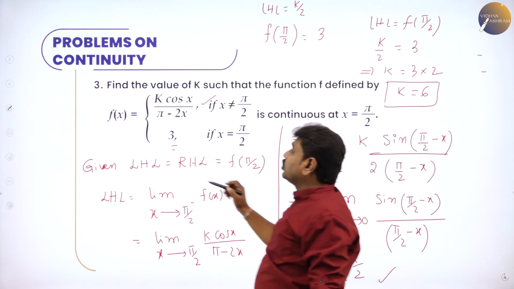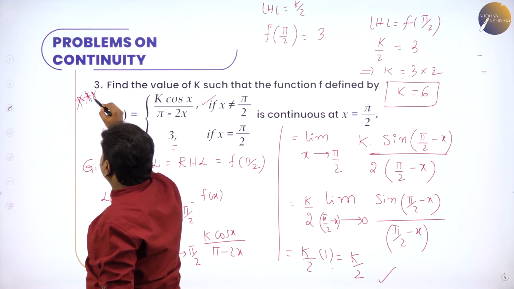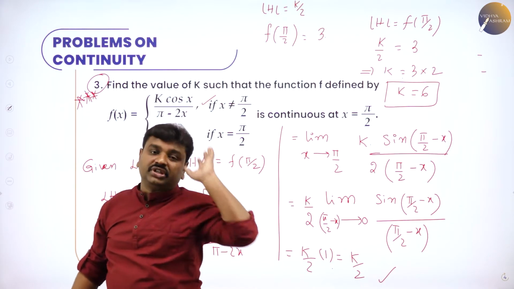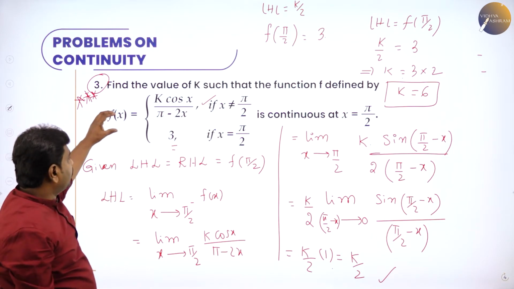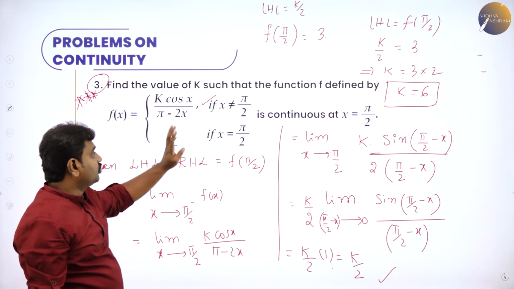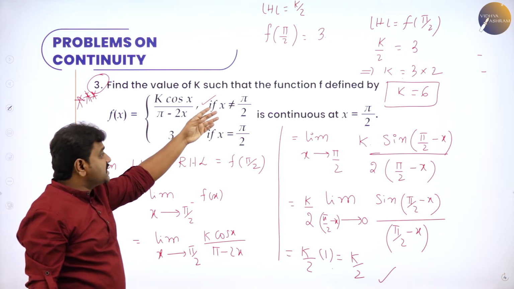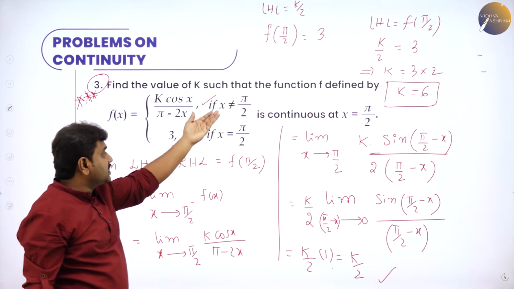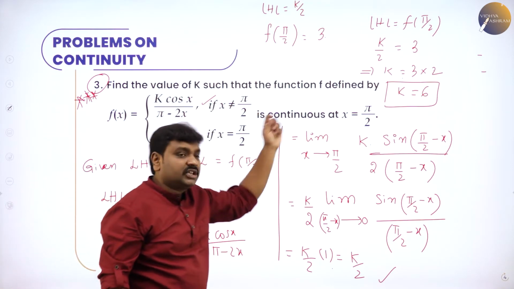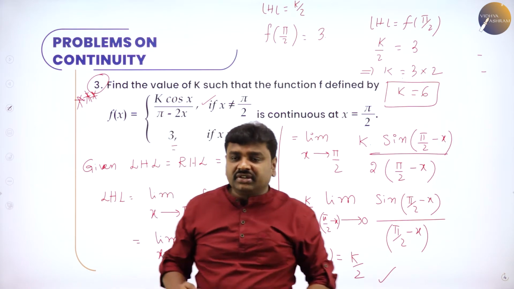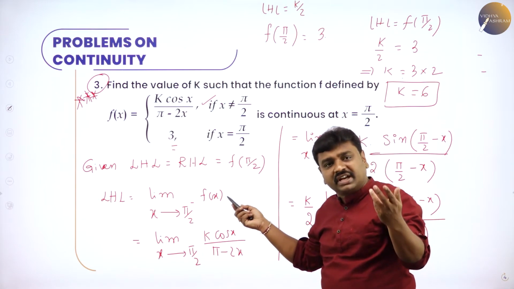So one of the important questions repeatedly asked in your board papers, more than 2 or 3 times they have asked the same question in previous board papers. One of the most important questions. They gave f of x as k cos x by pi minus 2x when x is not pi by 2. X is not equal to pi by 2 means what? When x is less than pi by 2, this is the function. When x is greater than pi by 2, this is the function. They told us it is continuous at pi by 2. If the function is continuous, then the left-handed limit, right-handed limit, and functional value at pi by 2, all three are equal.